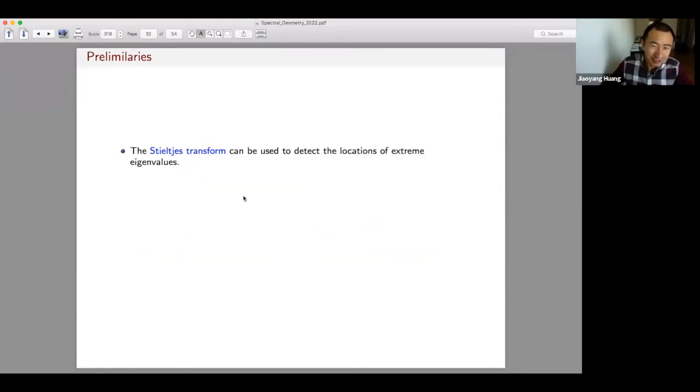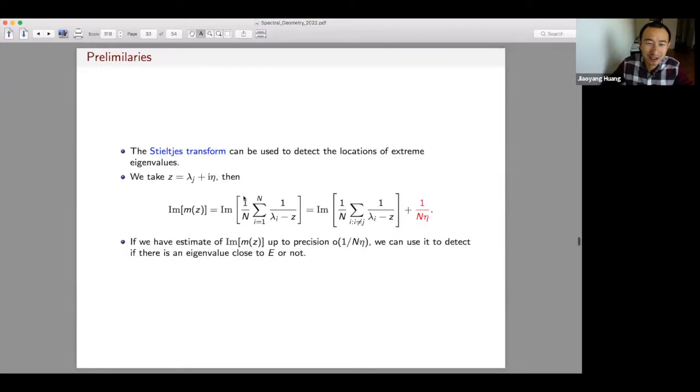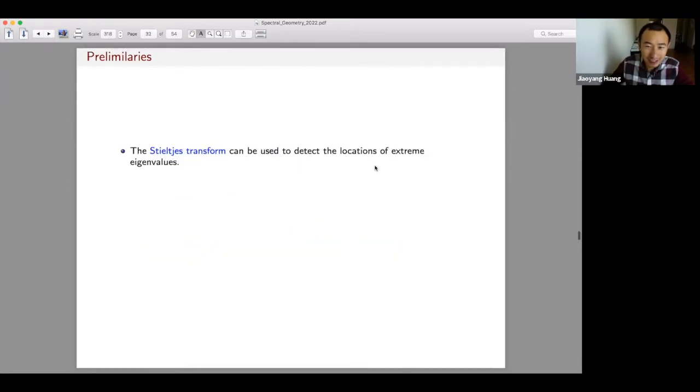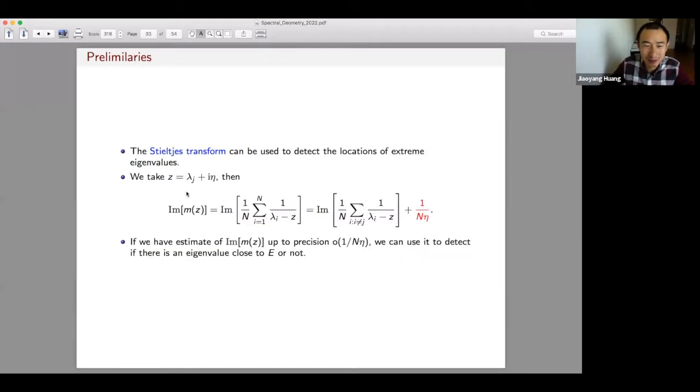And actually, we can use the Stieltjes transform to detect the location of the extreme eigenvalues. If we take z to be some eigenvalue lambda_j plus i eta, then from this expression each term is non-negative. So if we separate the contribution from the eigenvalue lambda_j, this term gives us 1 over n times 1 over eta, that is 1 over n eta, and the other terms are non-negative. So the imaginary part of m(z) is at least 1 over n eta. In other words, if there's really an eigenvalue at lambda_j and I take z to be lambda_j plus i eta, the imaginary part of m(z) is at least 1 over n eta.